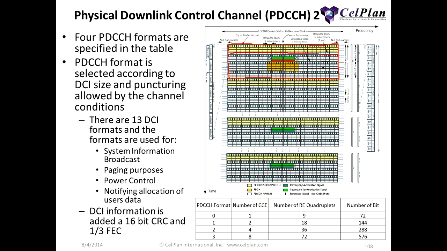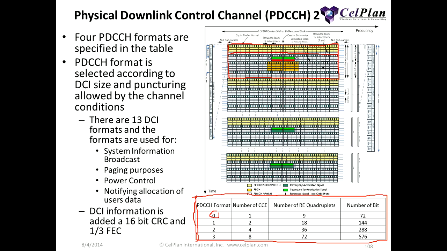And the PDCCH channel will use CCEs. Those CCEs are groups of 9 quadruplets, 36 resource elements. And the PDCCH can use different numbers of CCEs. And this is defined here by the PDCCH format that the eNB selects to send the information.